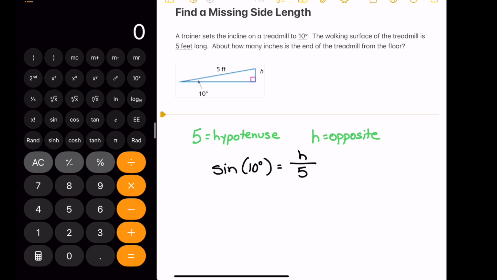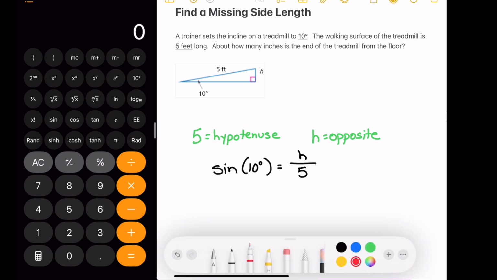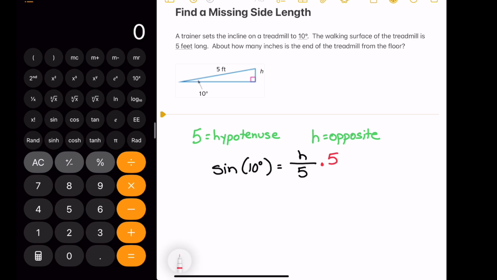In order to isolate the variable here, very simply, all we have to do is multiply both sides by 5. And what this tells us is that 5 multiplied by the sine of 10 degrees is going to give us the value of h.